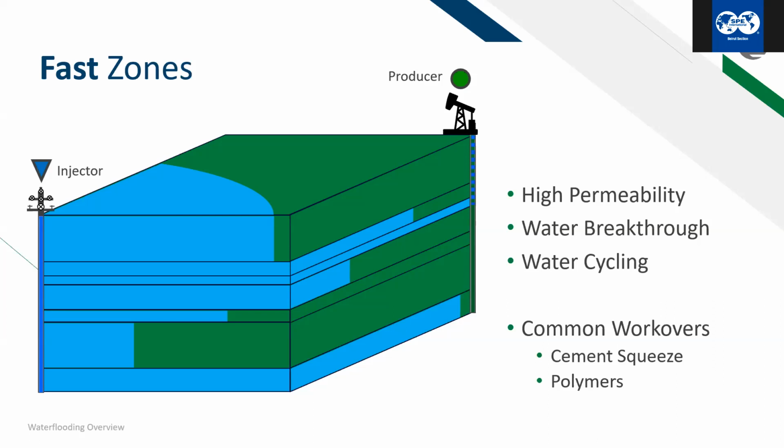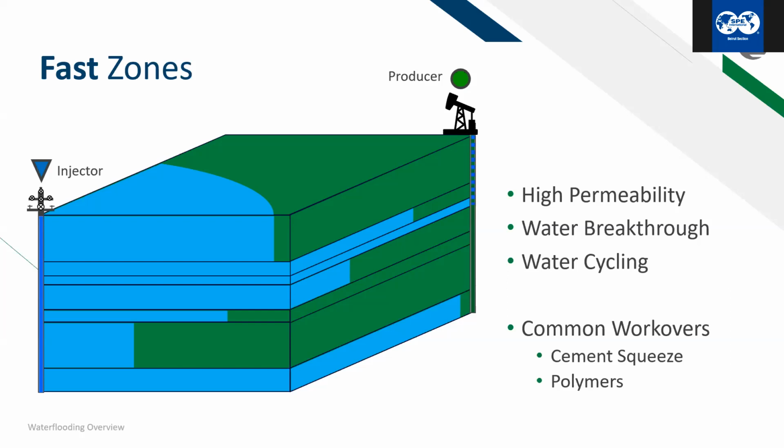If the fast zone can communicate with the other zones vertically, then it's going to be a very limited solution. So you plug it off, say at the injector, the water starts to go into the other zones, but as soon as they can, they'll go back to that fast zone, because again, that's the easiest path for the water to flow in.